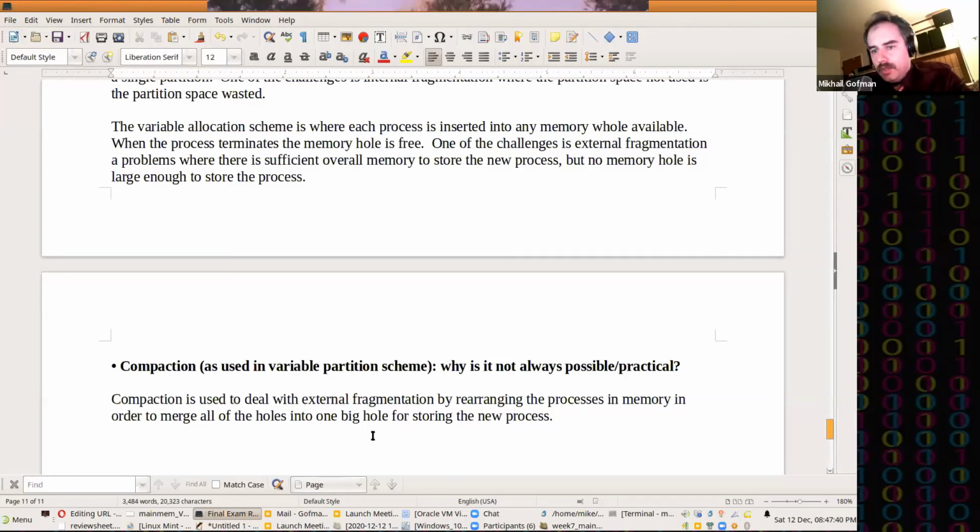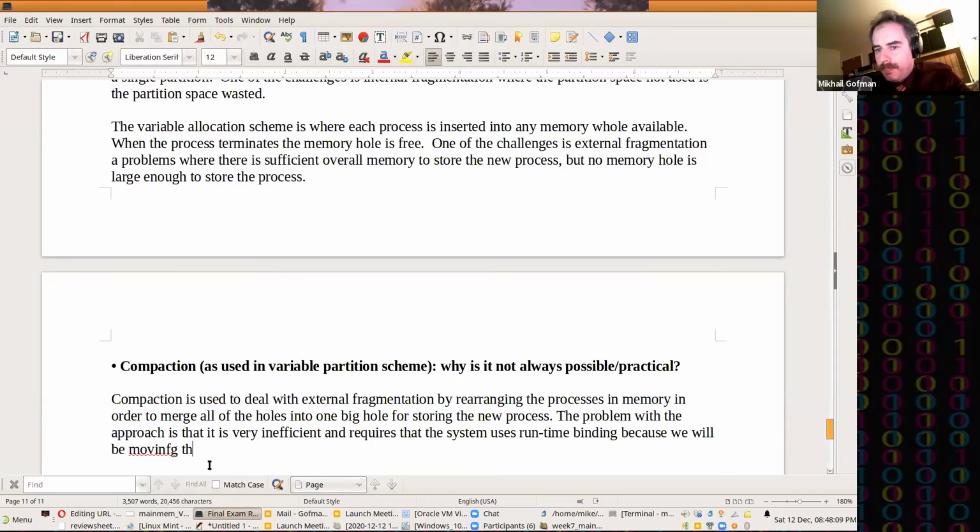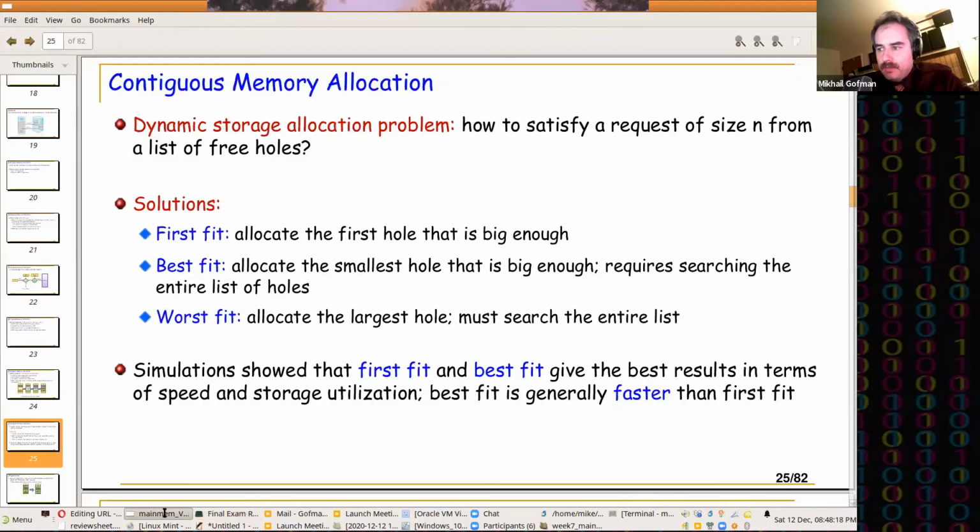And the problem with the approach is that it is very inefficient and requires that the system uses runtime binding, because we will be moving the processes in memory. So that's basically the idea.